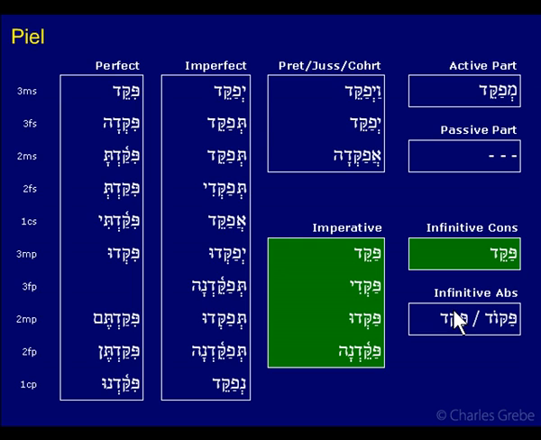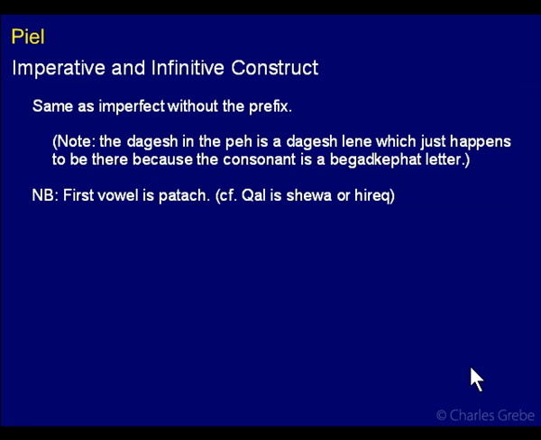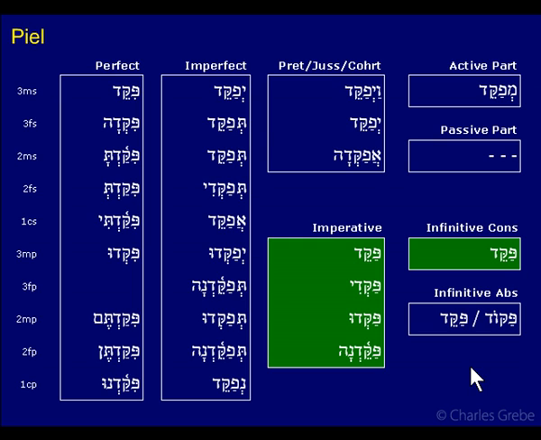Okay, let's look at the imperative and the infinitive construct. These, of course, also build on the imperfect. What can we say there? Same as the imperfect without the prefix. Okay? Remember, that's how we build these. So our masculine singular is going to come from second person, masculine singular, right up here. And so if you take the t off, we get paked.